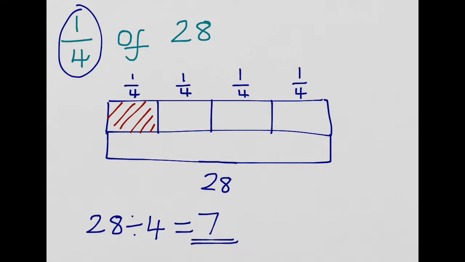So just recapping that for you, it's 1/4, so I draw a bar and I divide it into 4 parts because my denominator is 4. And each one of those pieces is 1/4. My bar underneath is worth 28. And because I want 1/4 of 28, which is one of my 4 parts here, I divide my 28 by 4, and my answer for the question is 7.